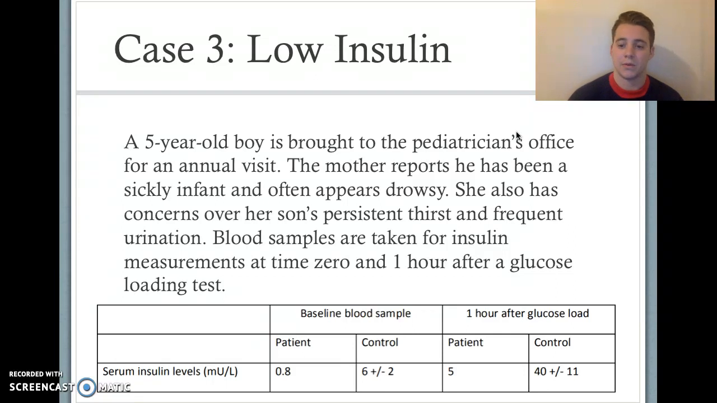So they took blood samples, both fasted and after glucose loading, just fed him a lot of sugar, probably a sugary drink, and then they measured his insulin levels. And as you can see here, we're looking at a normal fasting blood insulin of 6 and a control normal of 40 after the glucose load. But the patient only has a blood insulin of 5 after the insulin loading, which is even lower than the fasting control and a really low baseline. So this patient's always insulin deficient.